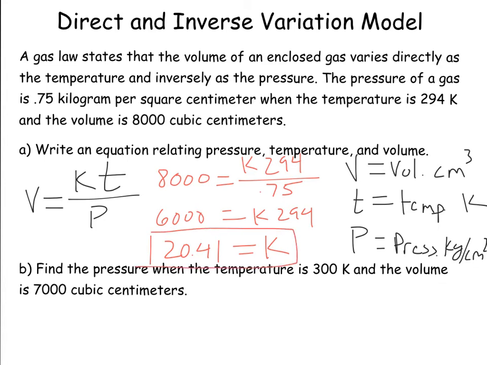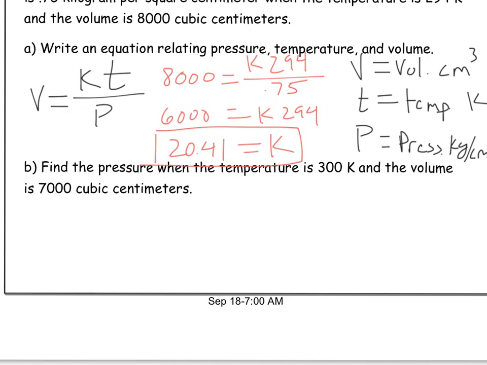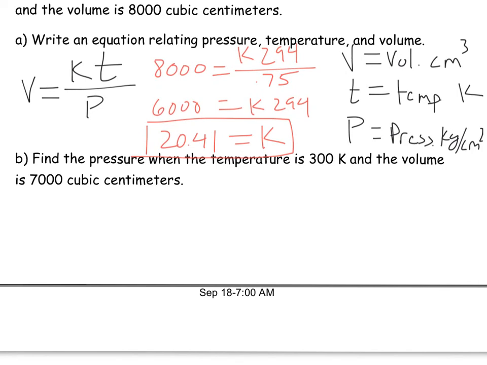That's a little better answer than 20.41. I'm going to use this to get some information in the next part. And if you leave the answer as a fraction, it just gets harder to solve in the next part. And it's not going to give you that much more accuracy. So we got the constant that relates all these variables. It's about 20.41. So now let's head down here.